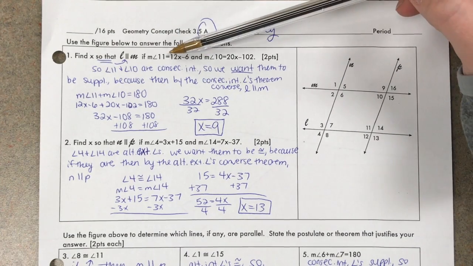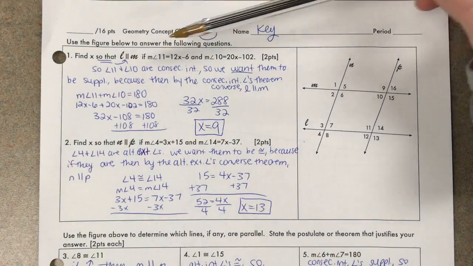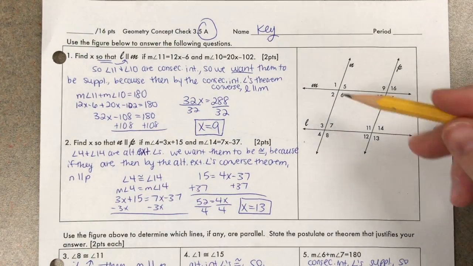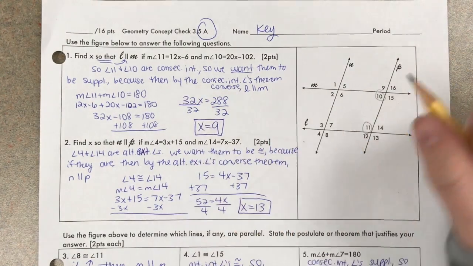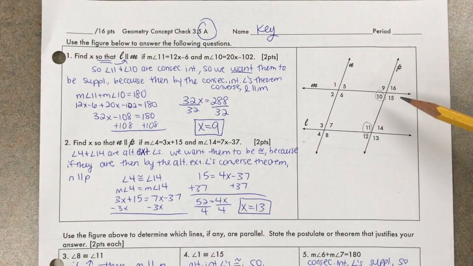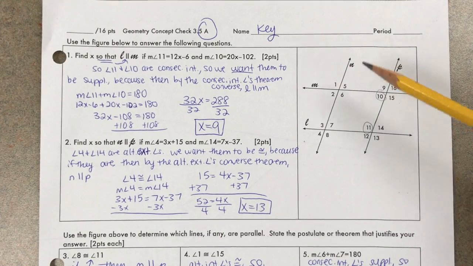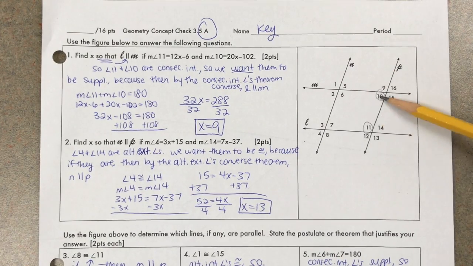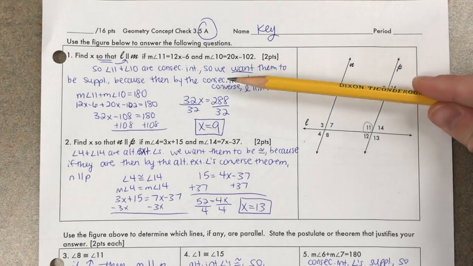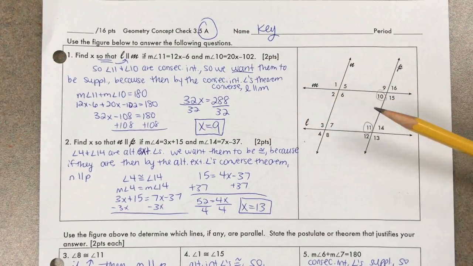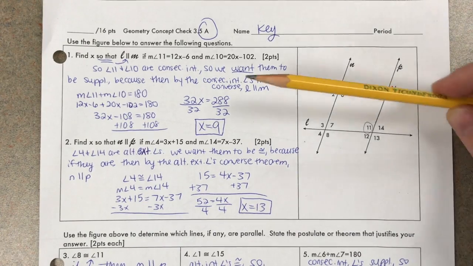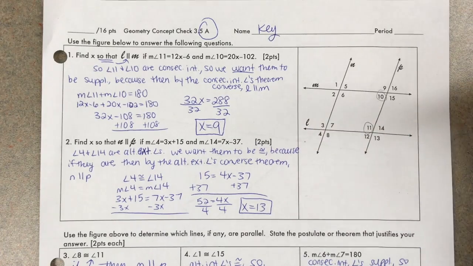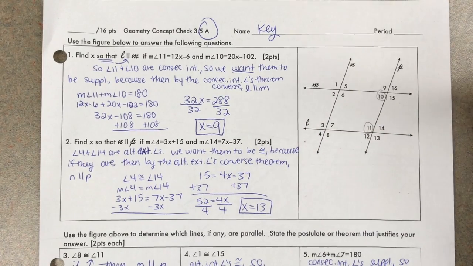So we're going to find x so that these are parallel. We know that the measure of angle 11, which is right here, and the measure of angle 10 are these measures right there. We want to make sure that they are supplementary. Since they're same side interior angles, regardless of whether L and M are parallel or not, these are called consecutive interior angles. If they're additionally supplementary, then we can say that L and M must be parallel by the converse of the consecutive interior angles theorem.